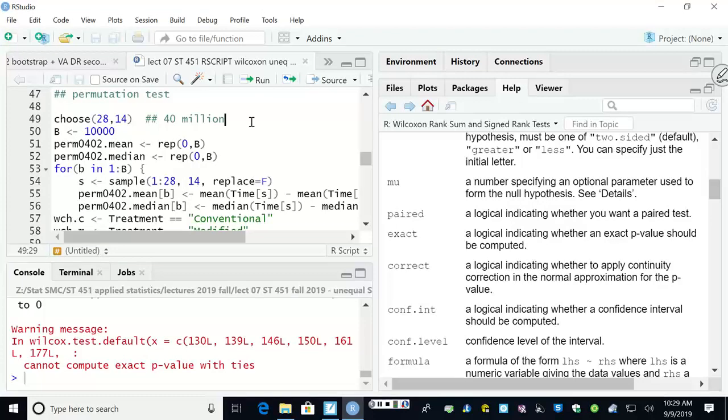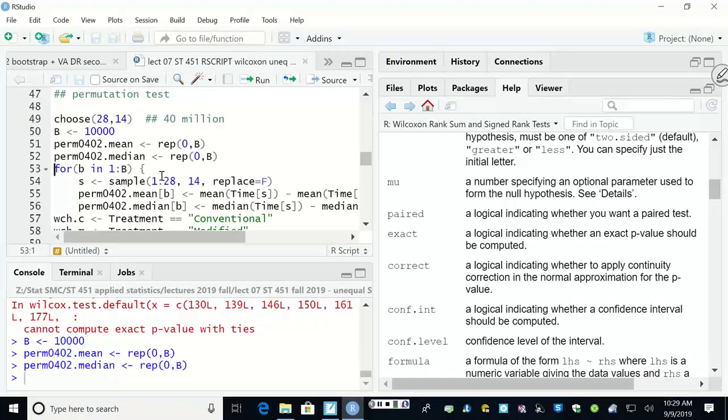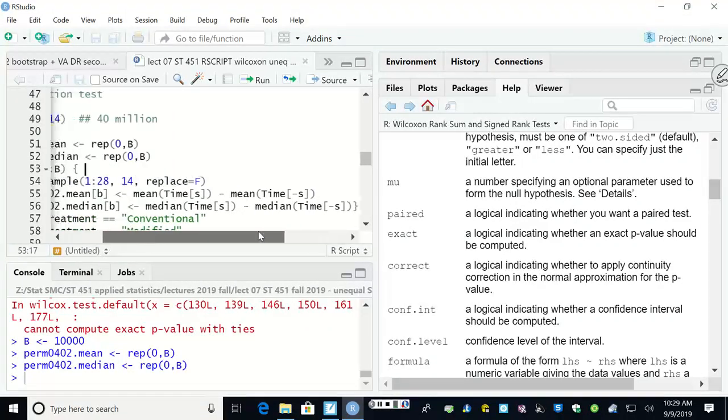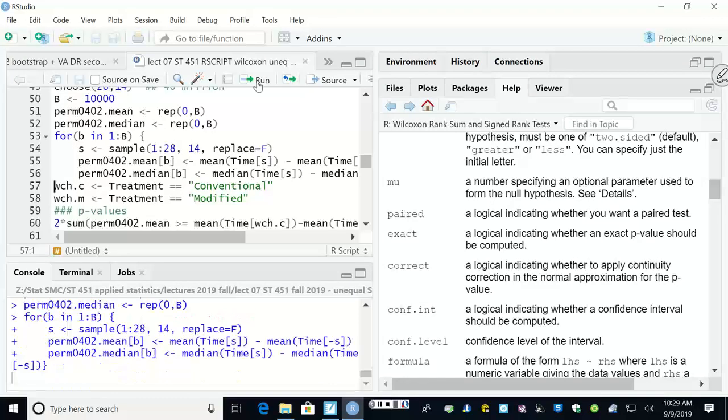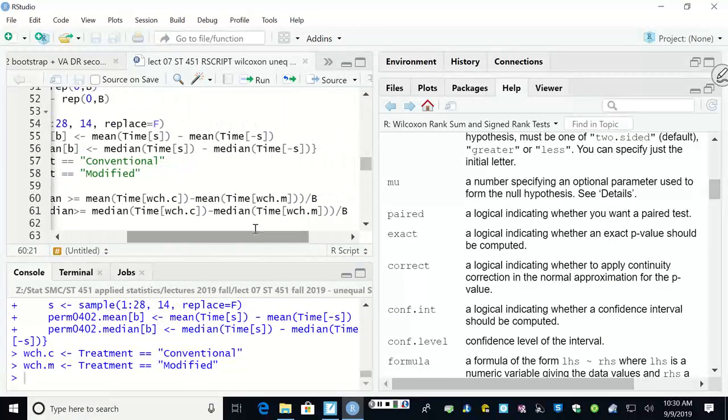That's going to be enough. And again, with the permutations, we're not restricted to looking at means. You can look at other things. So we're going to set up those two places to hold. Then we're going to sample 14 numbers out of the 28 and compute the difference in means or difference in medians. And I'm going to ask what percent of the permutations for the means are greater than or equal to the actual difference that we got.